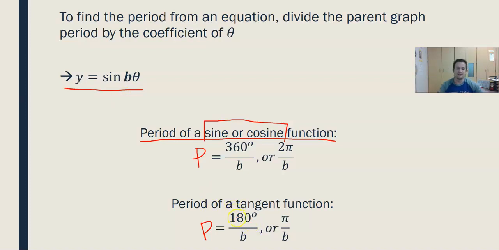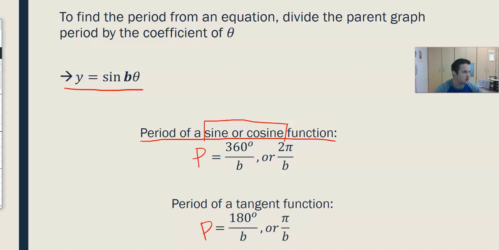For a tangent function, since the period of a tangent function is 180 degrees, or pi, to find the period of a tangent function, we take 180 divided by b, or pi divided by b, depending on if we're dealing with radians or degrees. That's how I determine the period of a trigonometric function.